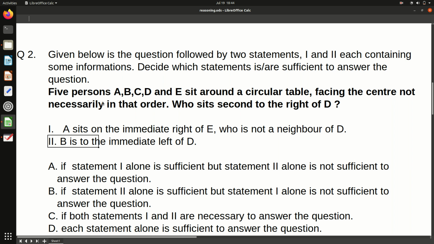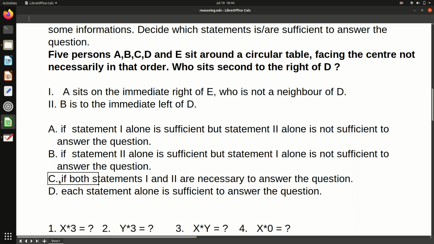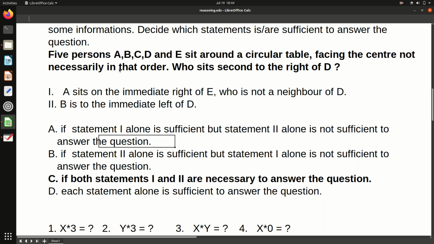So in this way we can solve this question, but we needed both the statements. You can see that we need both the first and the second to solve this question. So our answer will be option C, if both statements are necessary. We have seen that to solve this question we needed both the first and the second, then only we can solve this. So option C will be the correct answer.